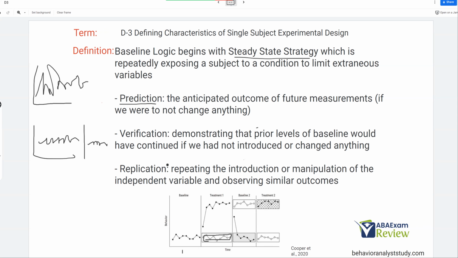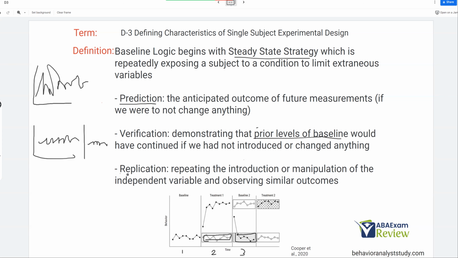Now, following that prediction, we're going to have to verify that those levels would have continued if you didn't introduce or change anything. So you can see we've gone from baseline to treatment and then back to baseline. So where is our verification? Well, right here, because we verified that had we not introduced treatment, our prediction is correct.